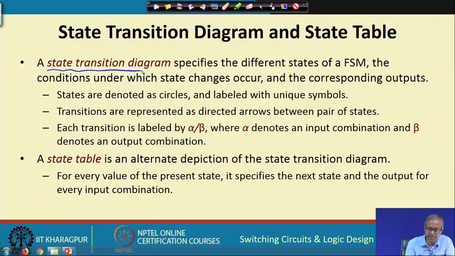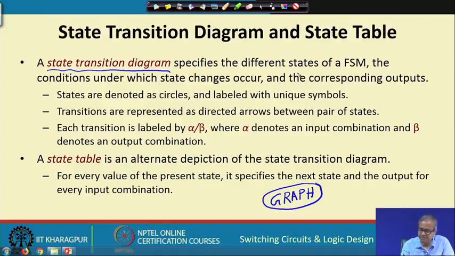A state transition diagram is actually a graph. A graph contains some vertices and edges. It is a graph which specifies the different states of the finite state machine, the different conditions or the inputs under which the state changes will occur, and also the output values that will be generated. So, the state transition diagram captures the whole behavior of the FSM.